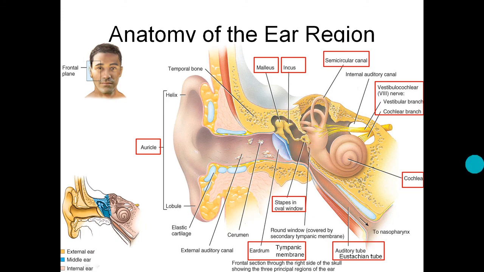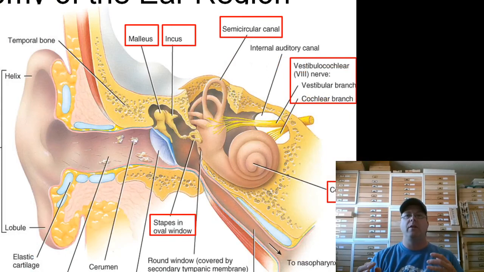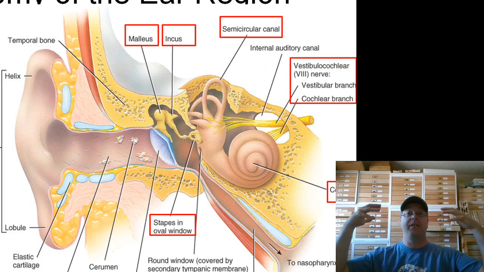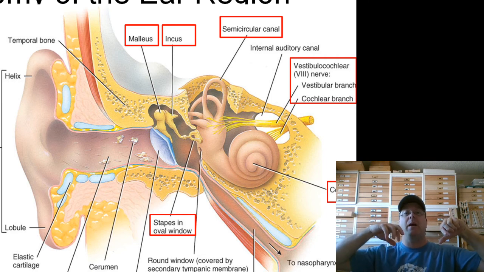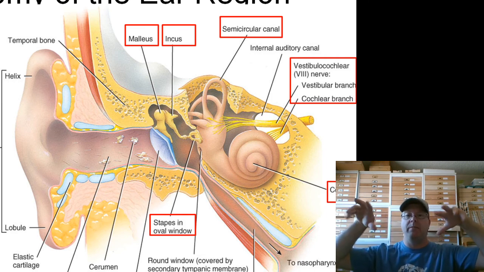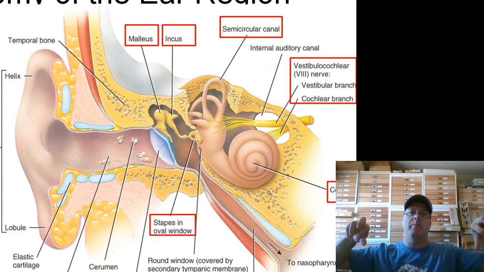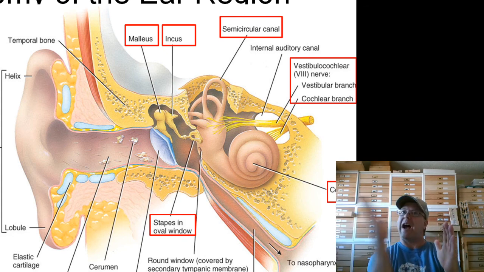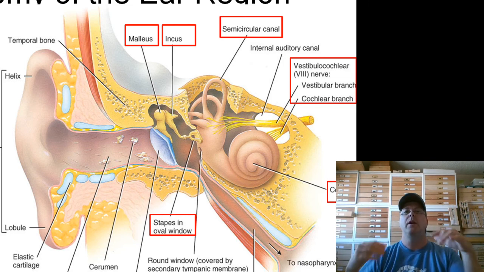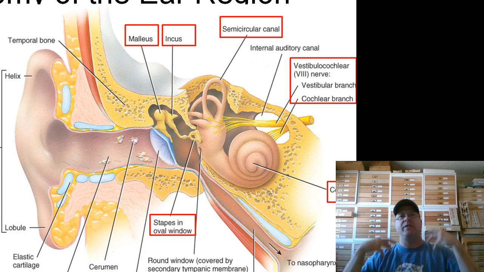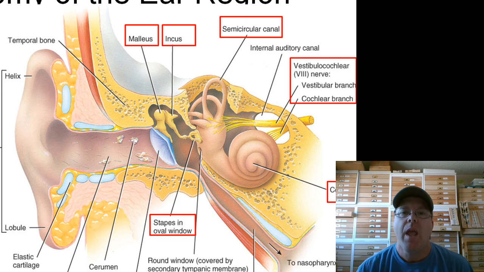So if you are in a really loud situation, let's say you go to a rock concert and you've got the speakers right there and they're really just blasting, your tensor tympani muscles and your stapedius muscles are going to pull on the bone and keep it from vibrating so much. So instead of vibrating like this, they're vibrating like this. And this is an autonomic smooth muscle, so it just happens. It's a reflex. And this is going to try and prevent hearing loss.